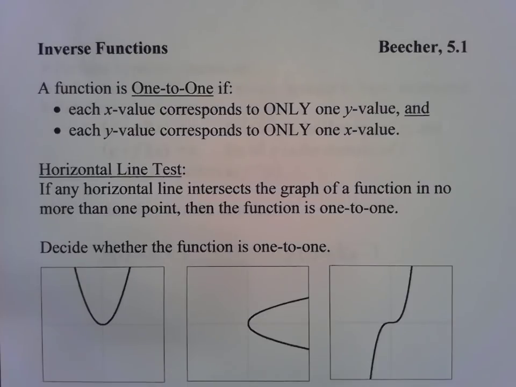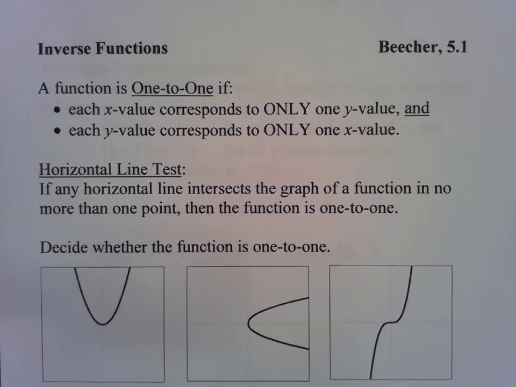So basically I have one x paired with one y. There's no doubling up on either side. To test if a graph is a function, we do the vertical line test. We're going to add to that the horizontal line test, which works in the exact same way, except now we're going to apply a horizontal line to the graph. So if any horizontal line will intersect the graph in no more than one point, then that function is one-to-one.